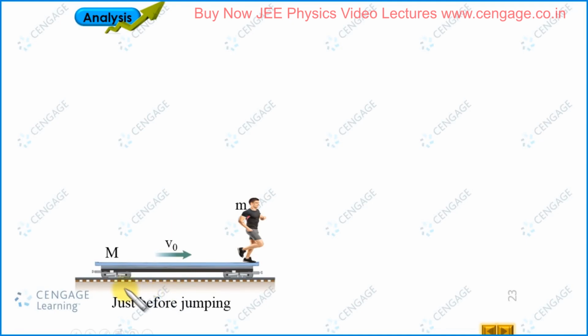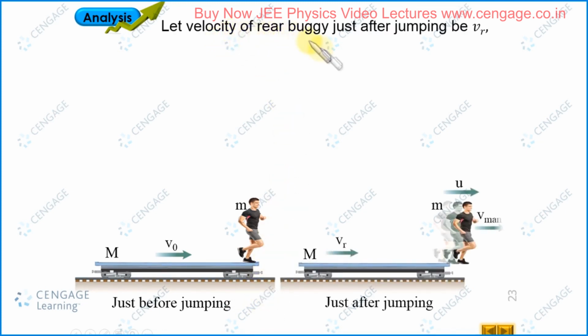This is the rear buggy, and this is the situation just before jumping. At this time, the man of mass small m and this buggy are both moving with the common velocity, and there is no friction between the rails and the buggy. That means there is no external force acting on the system in the horizontal direction. That means the linear momentum of the system in the horizontal direction is conserved just before jumping and also just after jumping. Let us assume the velocity of the rear buggy just after jumping is Vr.